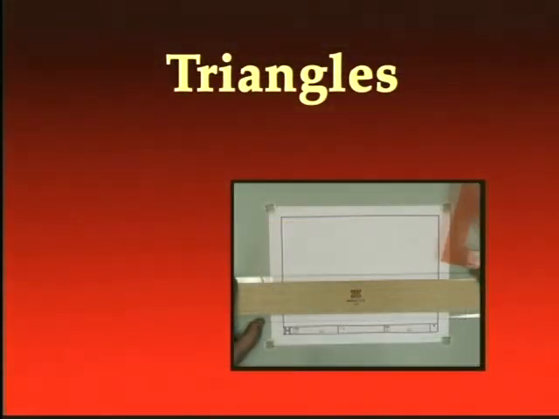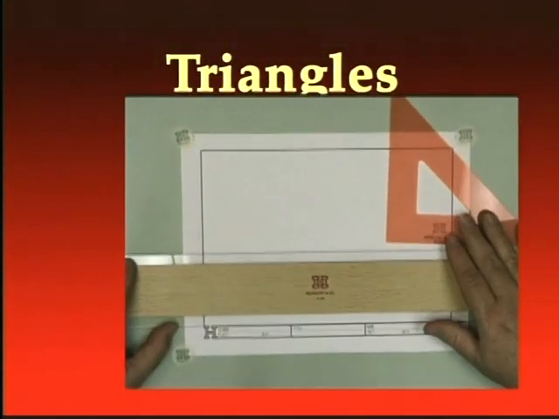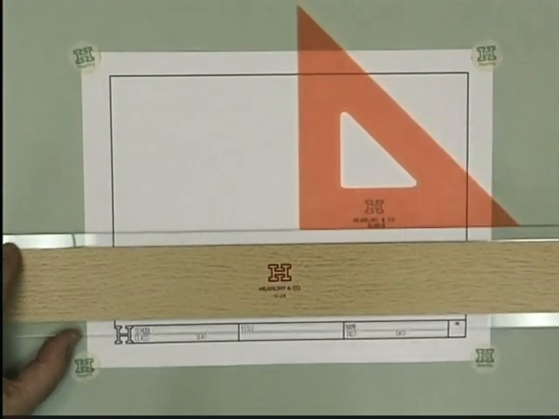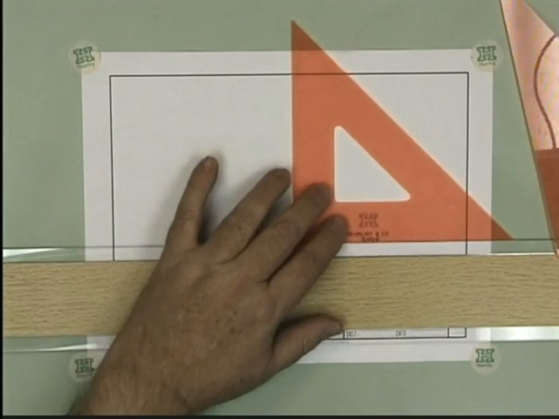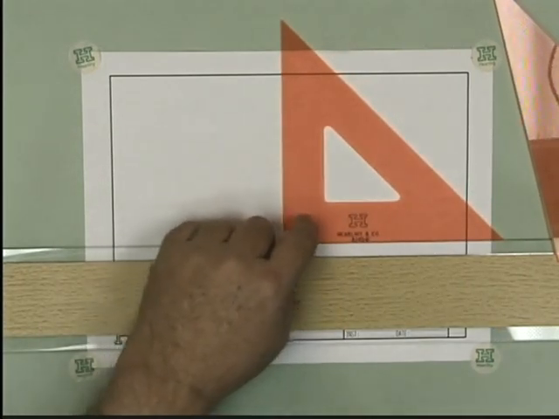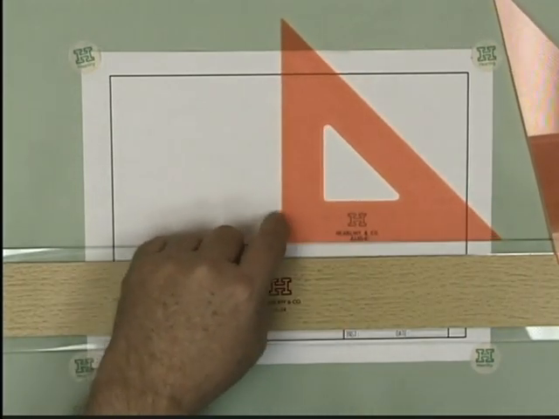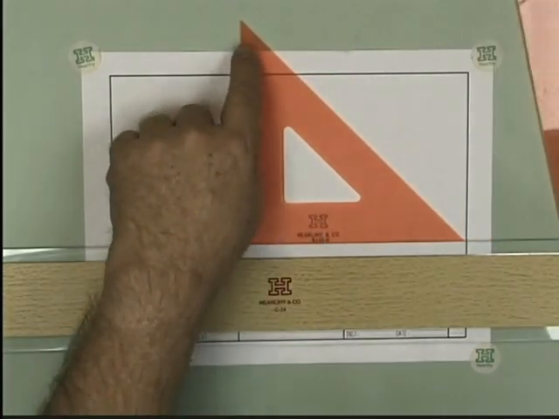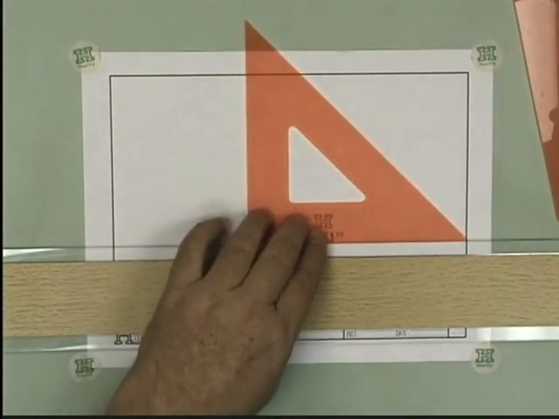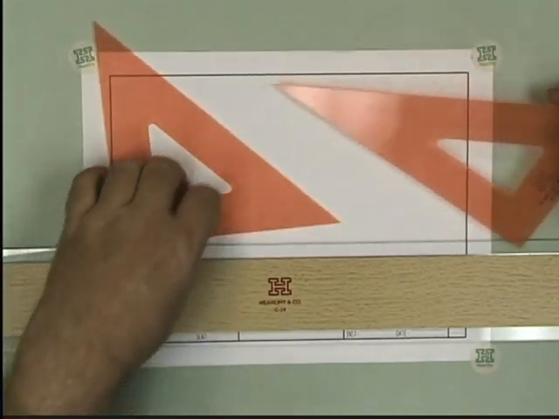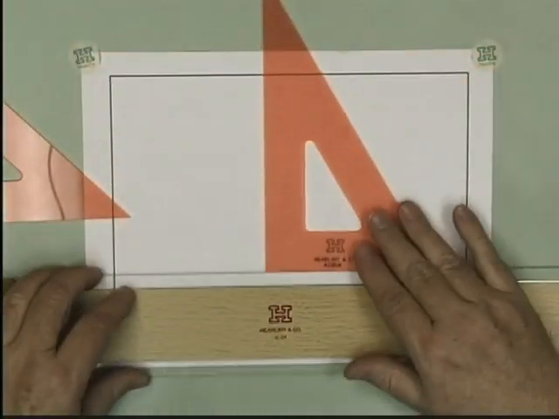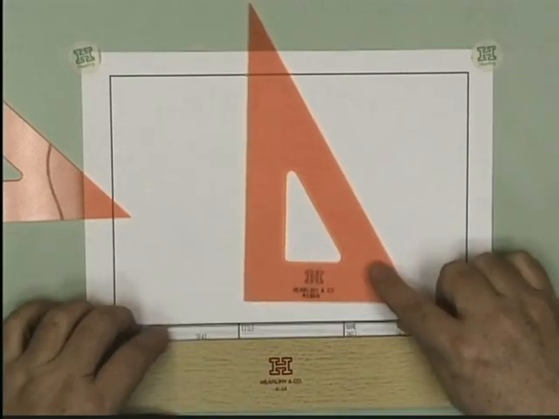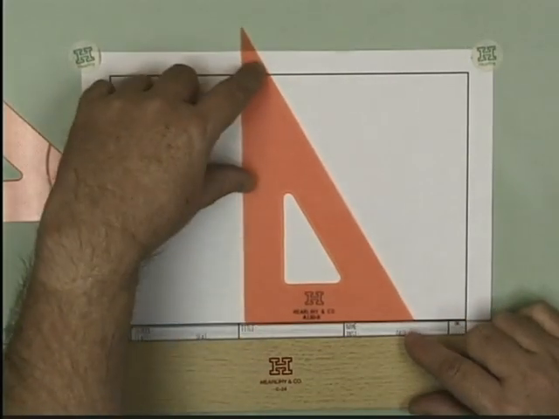Next, I'll demonstrate using triangles together with a T-square. And there are two common sizes of triangles. There's a triangle that has a 90-degree angle, this so-called right angle, together with two 45-degree angles. And then there's another triangle that has a 90-degree angle, together with a 60-degree angle and a 30-degree angle.